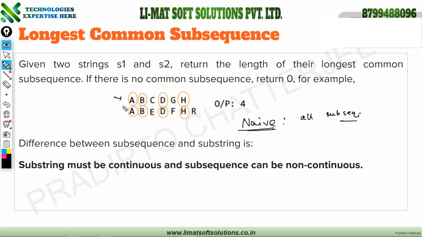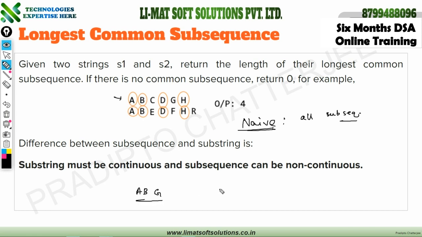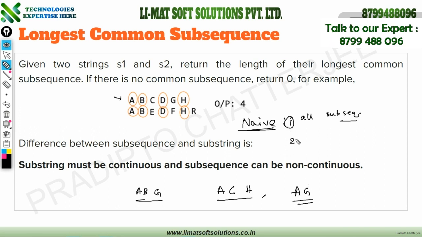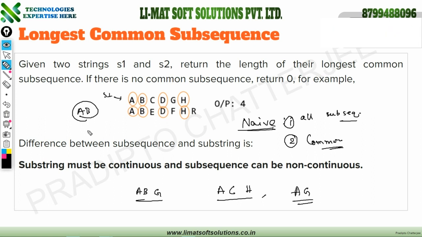So if I have A, B, C, D, G, H, definitely A, B, G can also be a subsequence. I can have A, C, H, this can also be a subsequence. I can have A and G, this can also be a subsequence. So there can be multiple subsequences. This is step number 1. Step number 2 is you have to find all the common subsequences, like AB is a subsequence which is present in our string 1 and AB is also present in our string 2.